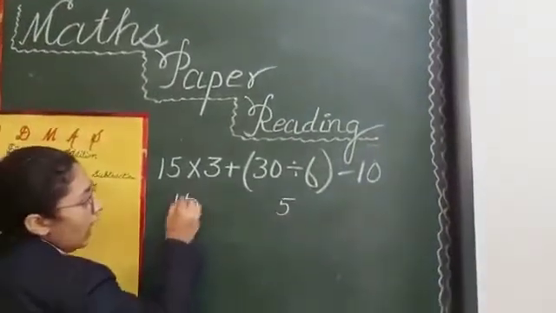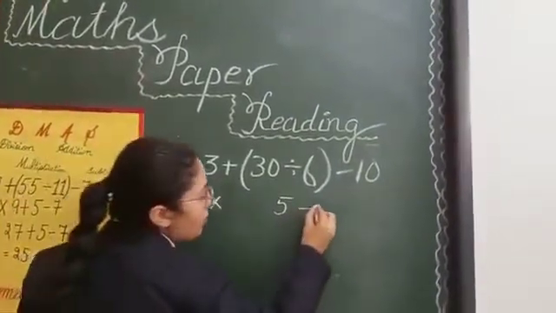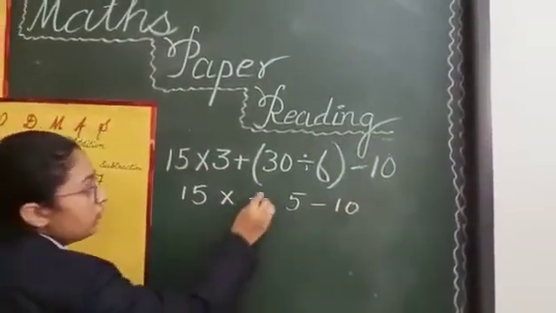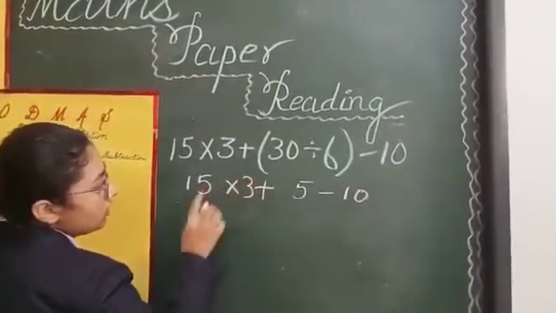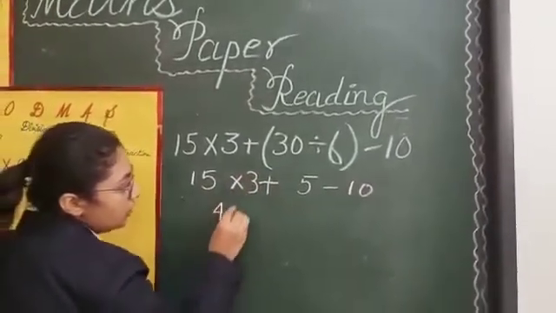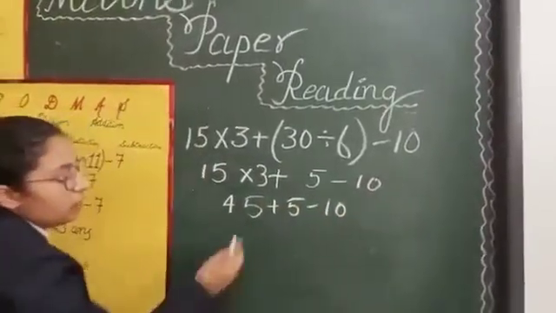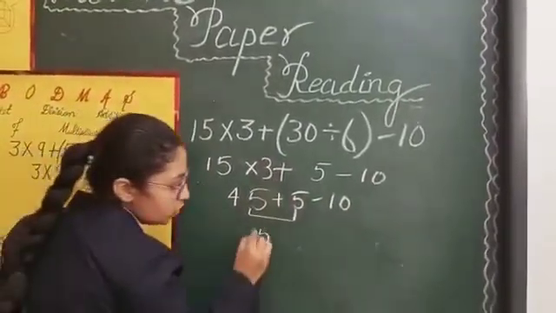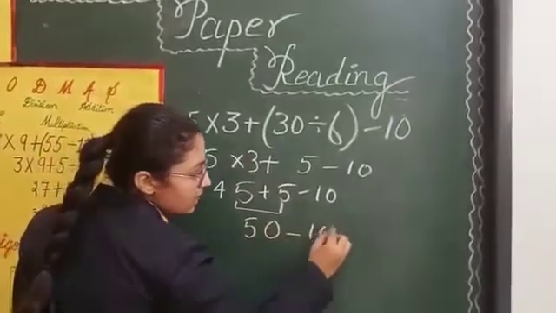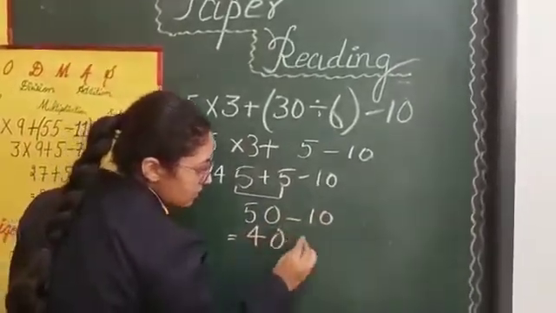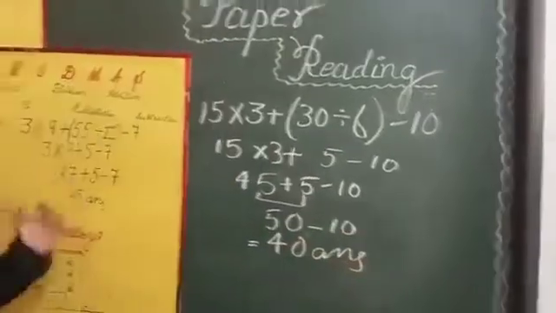The expression now is 15 into 3 plus 5 minus 10. Then we have to solve this multiplication and its answer will be 45 plus 5 minus 10. Then we have to add both these numbers and get the solution of 50. 50 minus 10 is equal to 40 as our answer, and it is also shown in the chart.